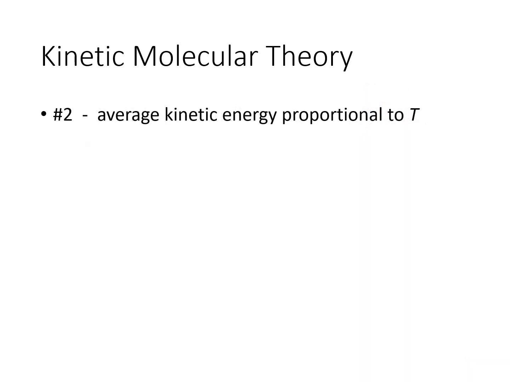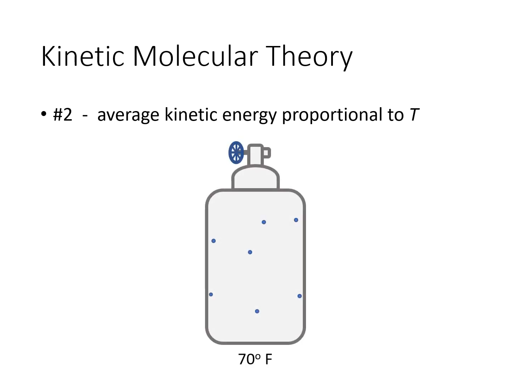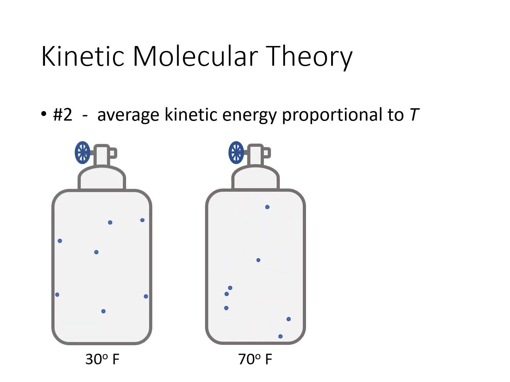Postulate number two states that the average kinetic energy of a gas is proportional to its temperature, which we measure in Kelvin. So let's bring back our air tank. And let's say that this tank is sitting in your car on a 70-degree day, and this may be what those molecules look like as far as their movement. Now let's say that you've been on campus all day and a cold front has blown in and now it's freezing outside. What do you think those gas molecules are going to look like? How might they be moving? Well, they probably are moving a bit slower. There's not as much kinetic energy when the temperature is colder.